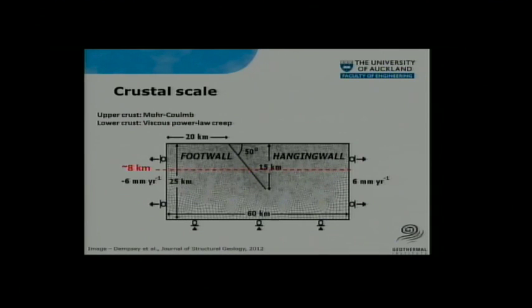And are those changes in mechanical stress going to lead to changes in permeability, which then lead to changes in fluid flow? So we apply two different constitutive laws. The upper part is an elastic material, a Mohr-Coulomb material. The lower part is a viscous material with a power law creep.